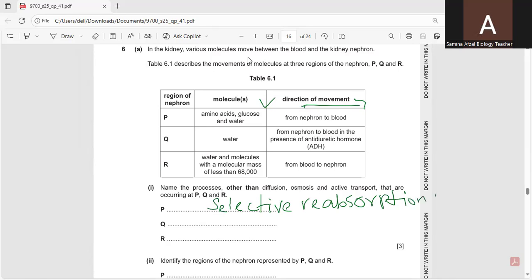And second, you can see the water moves from nephron to blood in the presence of antidiuretic hormone. Again, the water is reabsorbing. So water reabsorption takes place to keep the osmoregulation in the body. So we will write osmoregulation. And this is also called facultative water absorption.